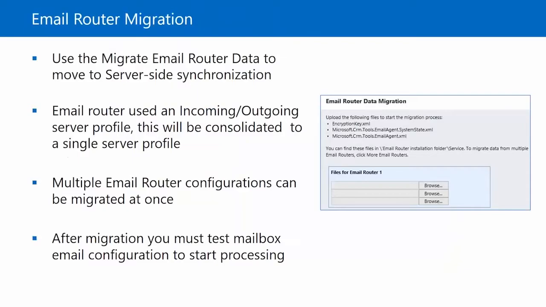To migrate the email router configuration information, go to Settings, Email Configuration, and choose the Email Router Migration option. You'll see a dialog like you see on the right of the slide here. This will allow you to browse the configuration files for your email router. You can migrate multiple configuration files at one time.